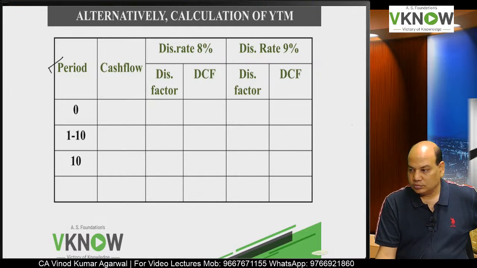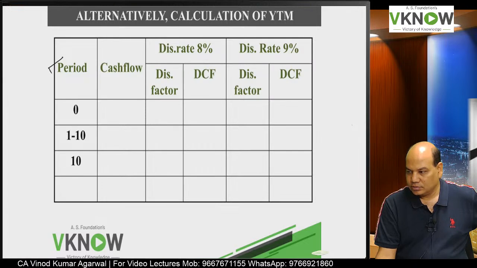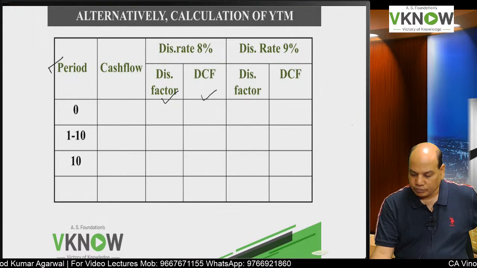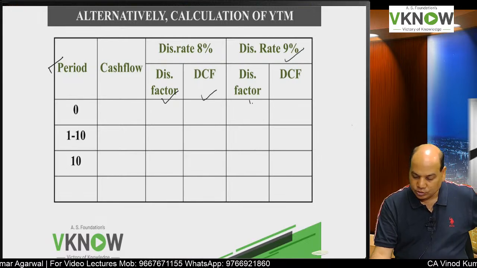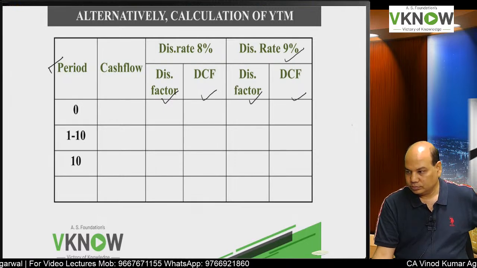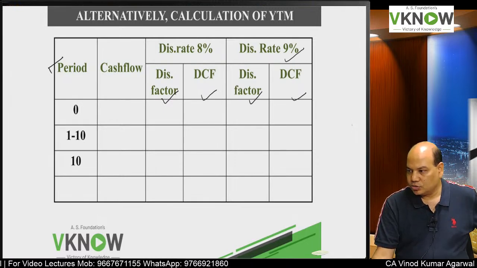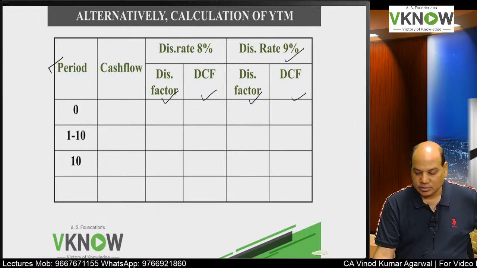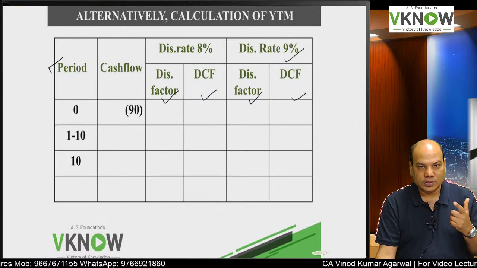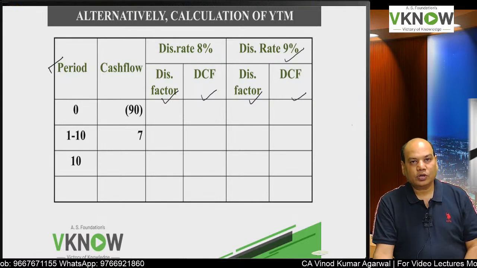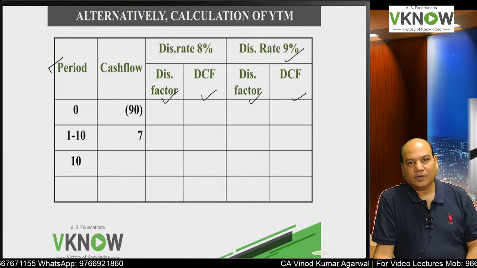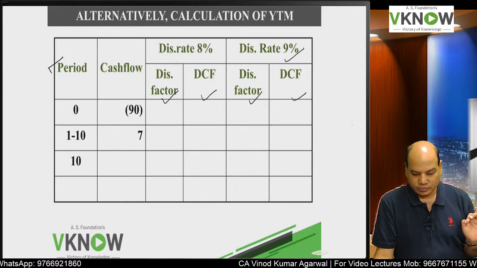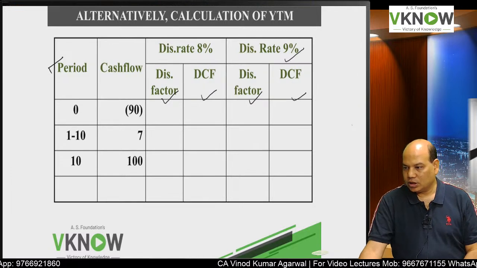Cash flow. Discount rate 8%. Under that two columns, discounting factor and discounted cash flow. Then 9%, two columns, discounting factor, discounted cash flow. In the exam, you can solve only by the formula method or only by this IRR method. Year 0, you have to invest 90 rupees. For 10 half periods, each half year, you will get 7 rupees. And in the last period, you will get 100 rupees.